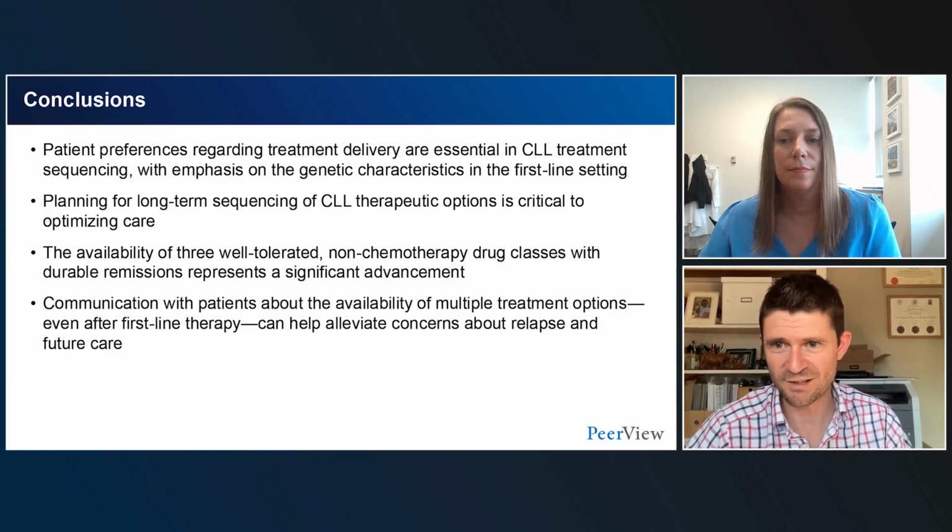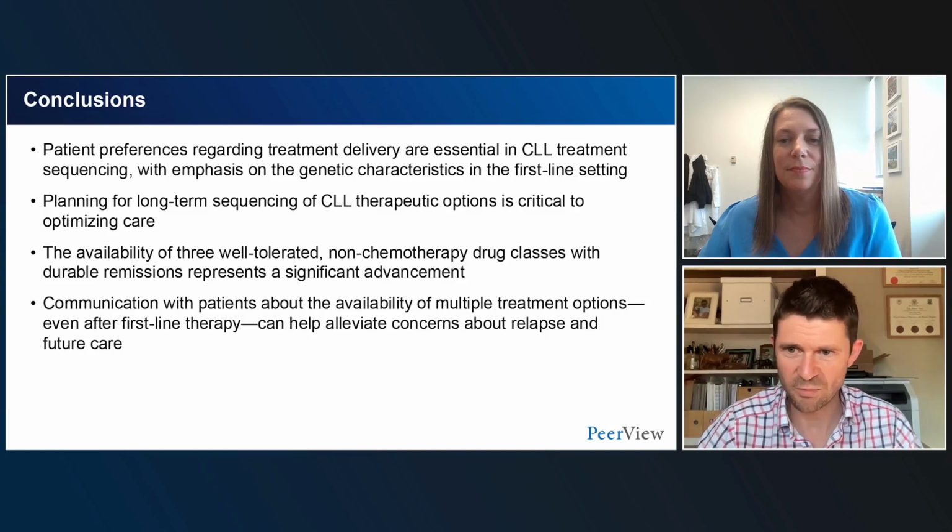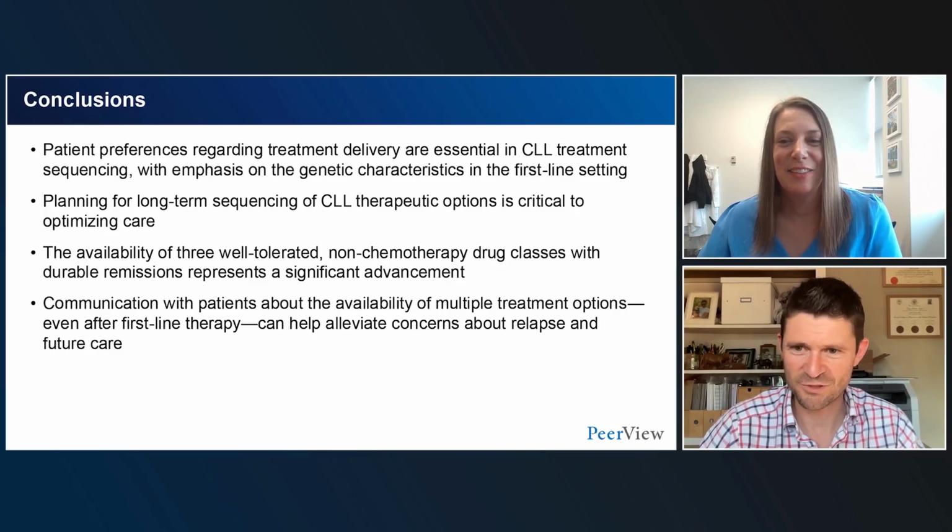We have 3 classes of drugs, all of which are well tolerated, non-chemotherapy based options with really durable remissions. So a great time to be a CLL doctor for certain, with all these options and developments still to come.